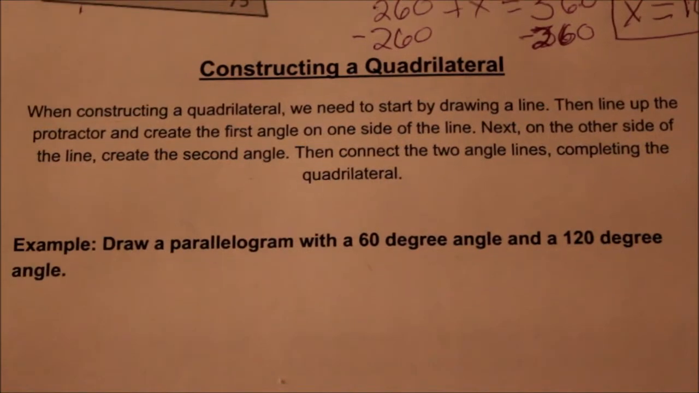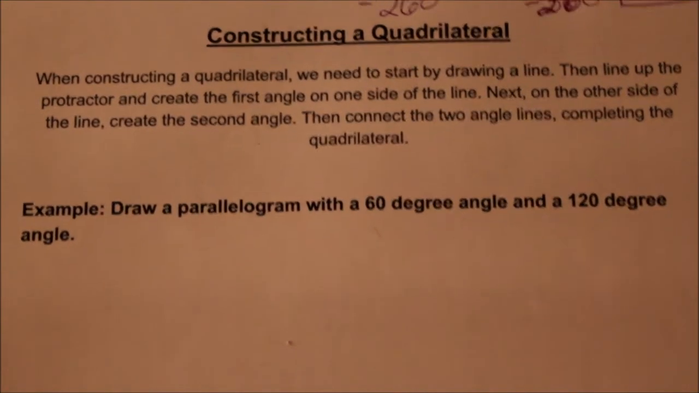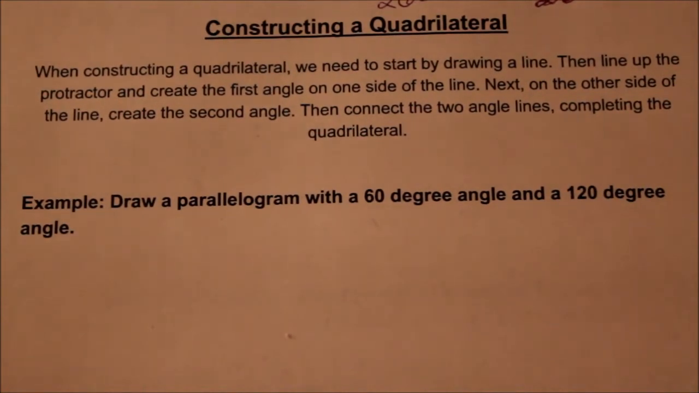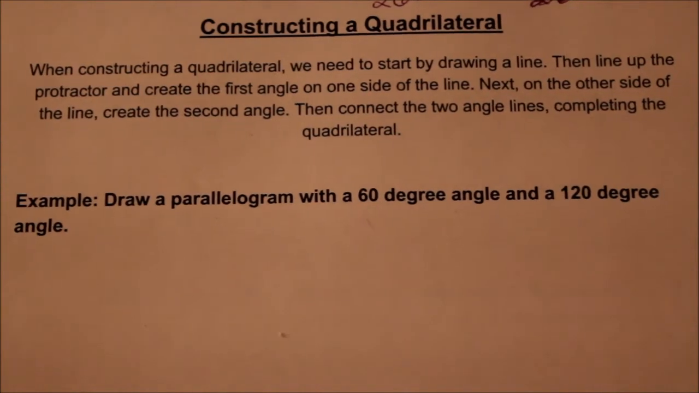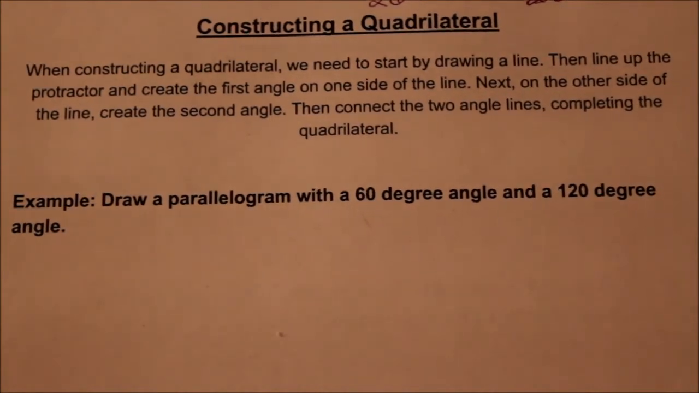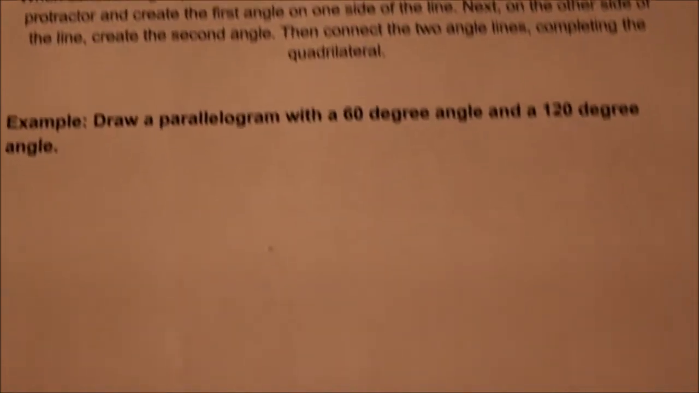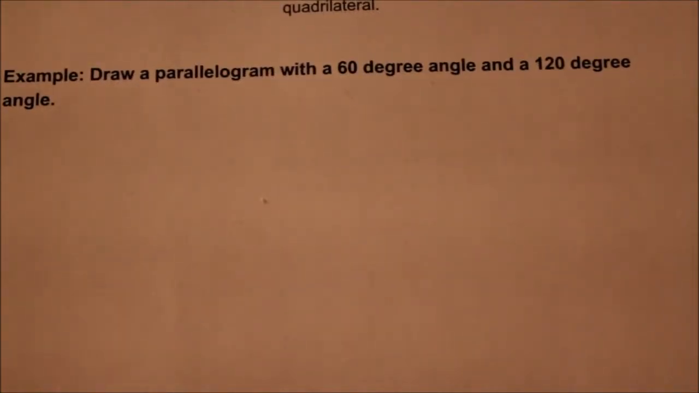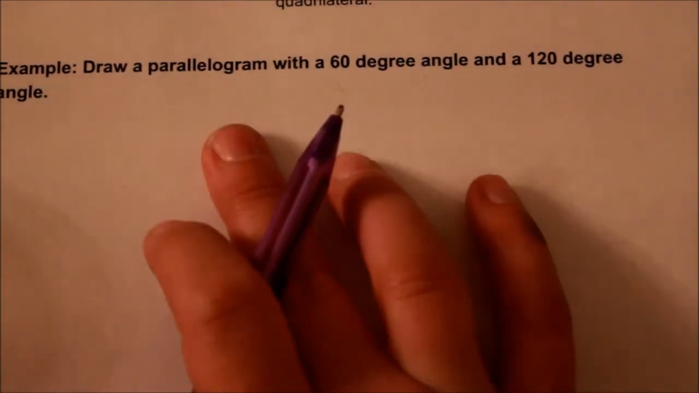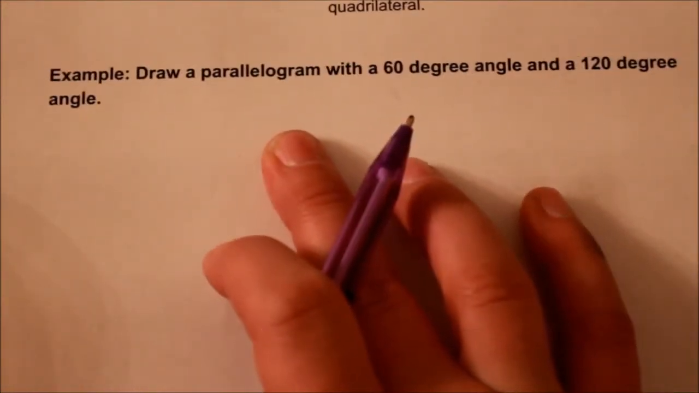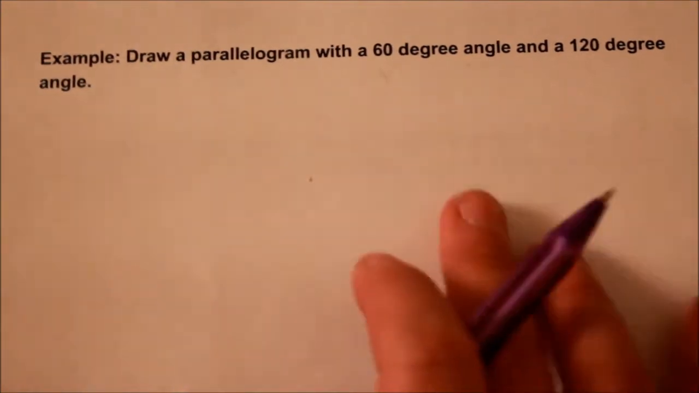Now we're going to look at constructing a quadrilateral. When constructing a quadrilateral, we need to start by drawing a line. Then line up the protractor and create the first angle on one side. Next, on the other side of the line, create the second angle. Then connect the 2 angles, completing the quadrilateral. I'm going to show you these steps. We're going to draw a parallelogram with a 60-degree angle and a 120-degree angle.